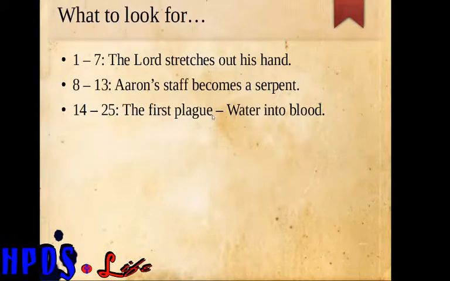What we're looking for in this chapter is that we're going to see in verses 1 through 7 that the Lord stretches out his hand. In verses 8 through 13, we're going to see Aaron's staff becomes a serpent. And then towards the end, verses 14 through 25, we're going to see the first plague in which water is going to turn into blood.